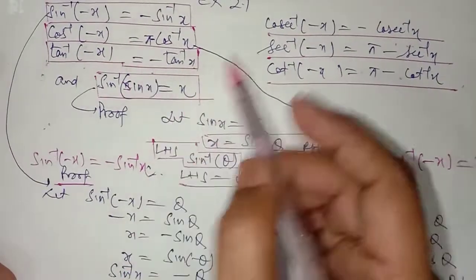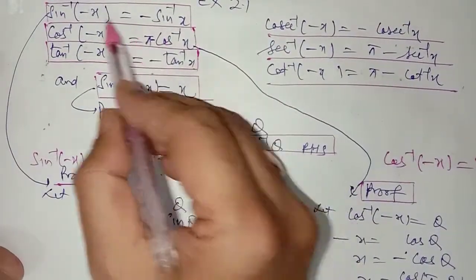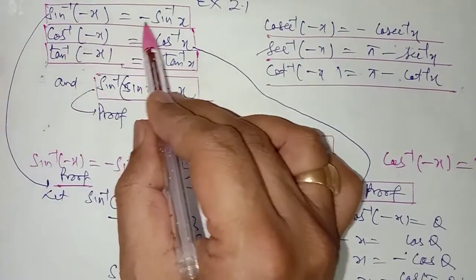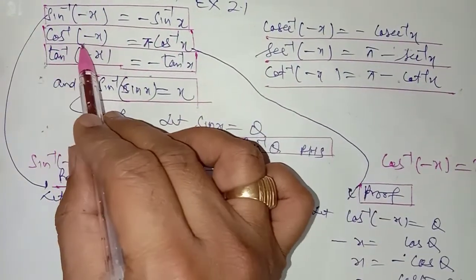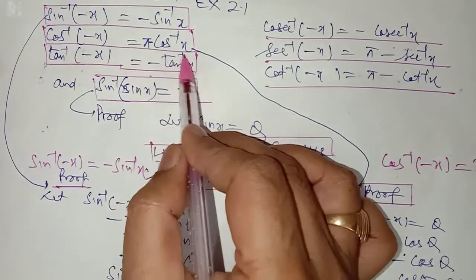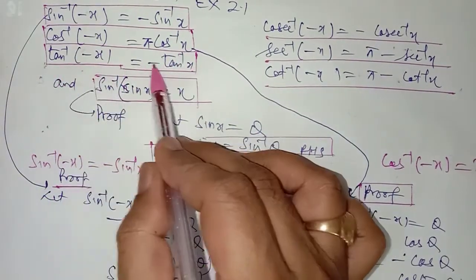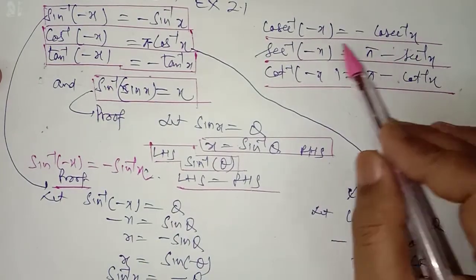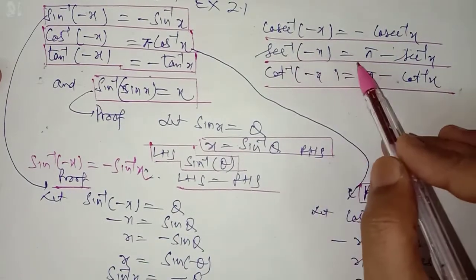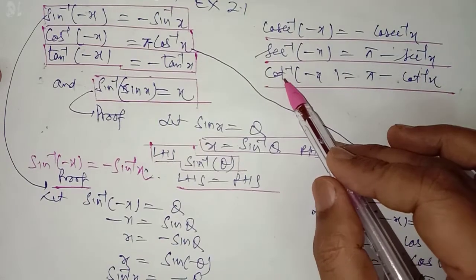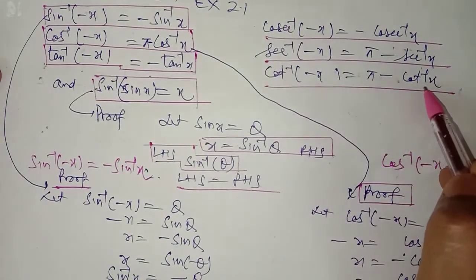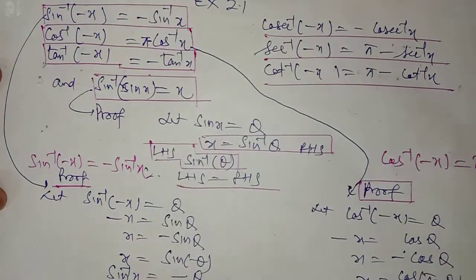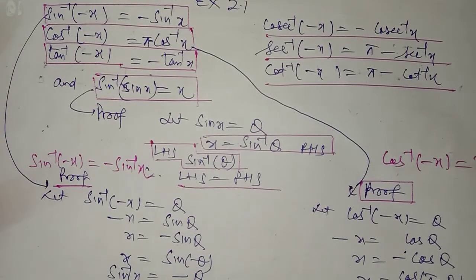We have this first set of 6 formulae: sine inverse minus x equals minus sine inverse x, cos inverse minus x equals pi minus cos inverse x, tan inverse minus x equals minus tan inverse x, cosec inverse minus x equals minus cosec inverse x, sec inverse minus x equals pi minus sec inverse x, and cot inverse minus x equals pi minus cot inverse x, with the restriction that x must exist in the principal value branch.